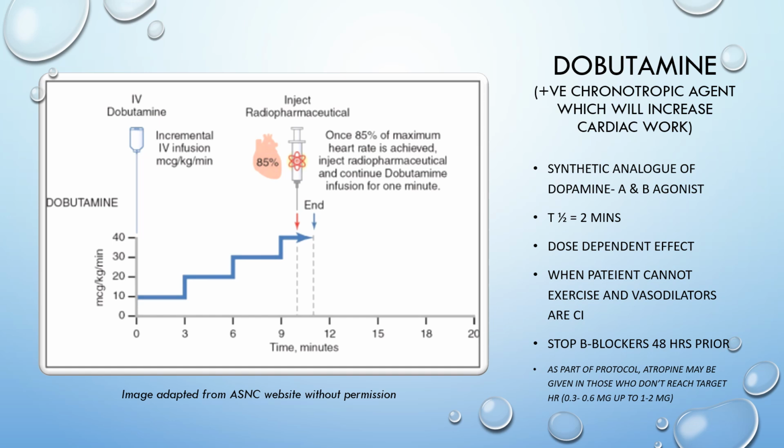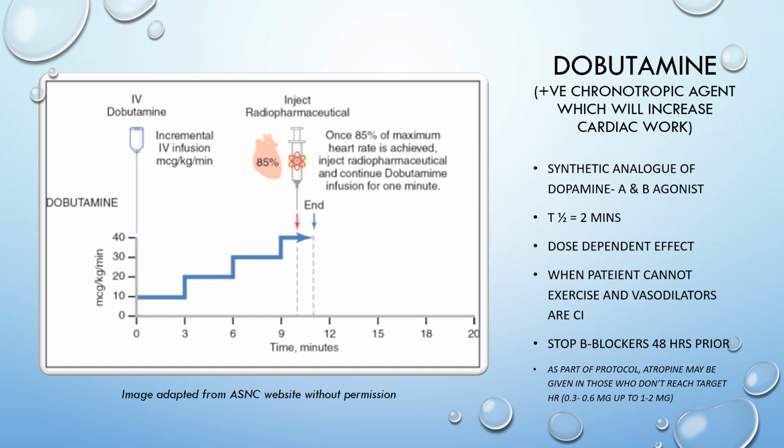It has a dose-dependent effect, and it's very useful when the patient cannot exercise and when vasodilators are contraindicated. We kind of go through the back door and see if the heart can vasodilate. For this medication, we have to stop beta blockers 48 hours prior, or we will not be able to get the heart rate up, because this is what this medication depends on.